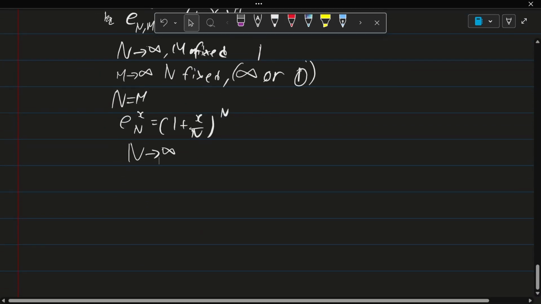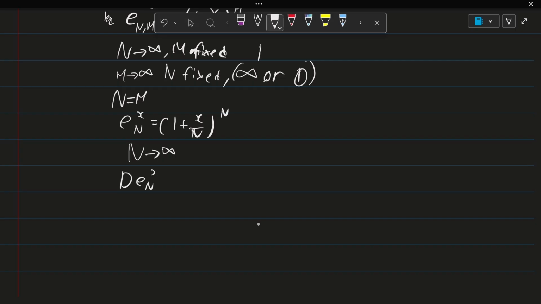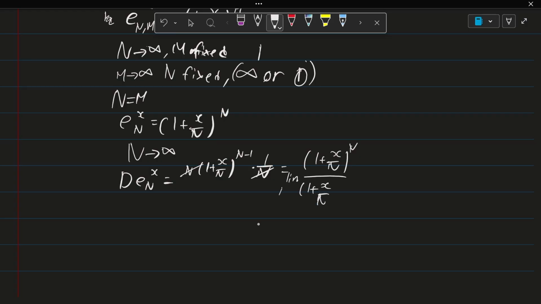Well, let's try to take the derivative with respect to x of this e_n of x. We see that by using rules such as the chain rule as well as the rules for polynomials, we get n times 1 plus x over n to the power of n minus 1, multiplied by the derivative of the inside, which is 1 over n. Crossing that out, we would get 1 plus x over n to the power of n over 1 plus x over n, the limit as n goes to infinity.